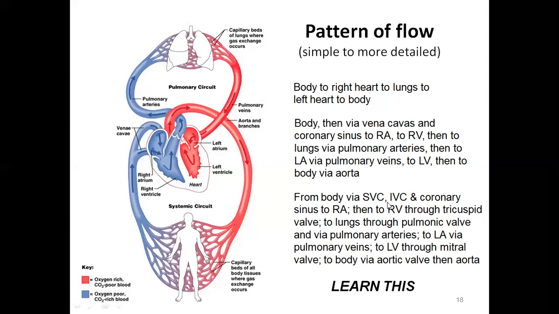From the body via the superior vena cava, inferior vena cava, and coronary sinus to the right atrium. Then to the right ventricle through the tricuspid valve, to the lungs through the pulmonary valve and via pulmonary arteries. Then from here, to the left atrium via pulmonary veins, to the left ventricle through the mitral valve, and to the body via the aortic valve, then the aorta.